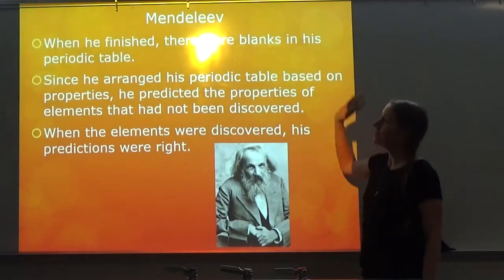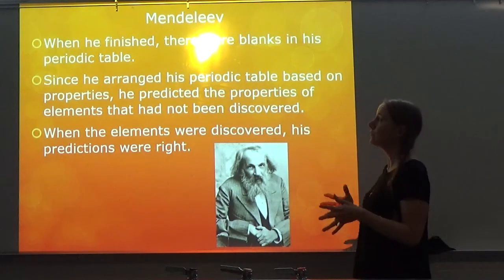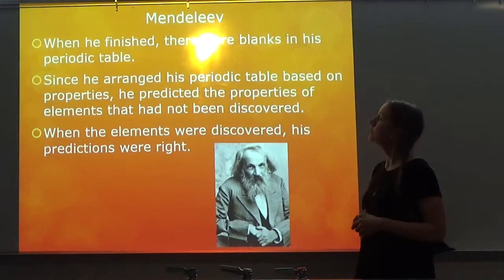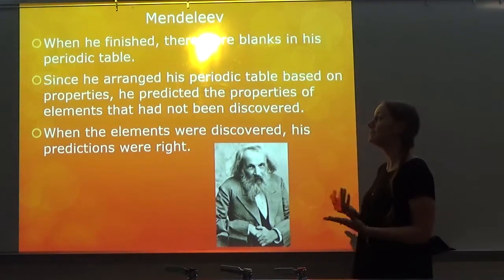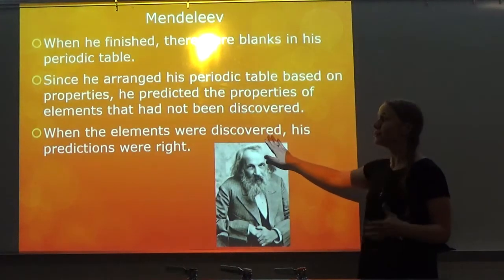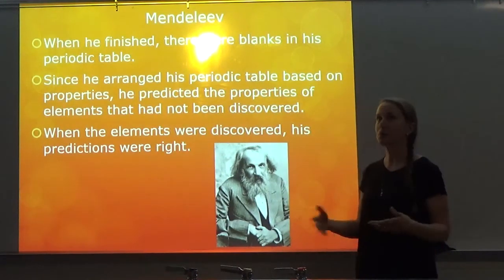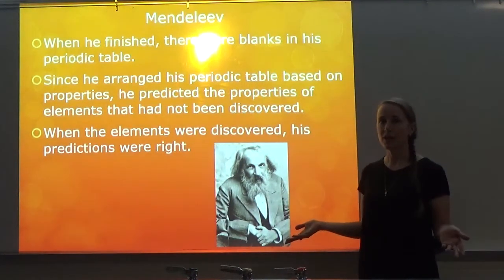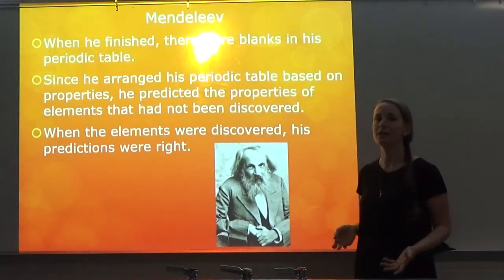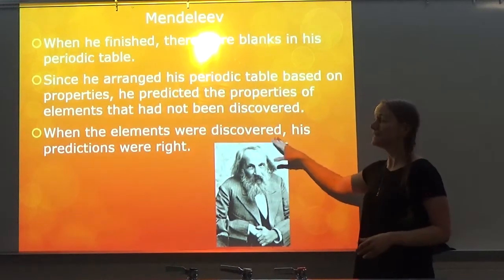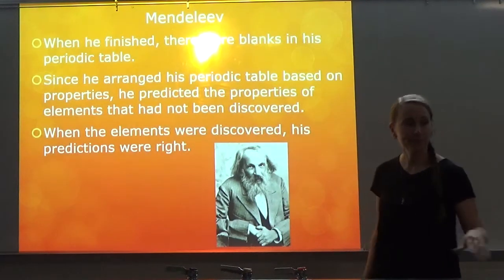When he finished, he actually left blanks in the periodic table if there was no element that fulfilled what he thought should go there. Since he arranged his periodic table based on properties, he then predicted properties about elements that had not even been discovered yet. Once the elements were discovered, his predictions were right. It's one thing if I make a periodic table and predict some properties about stuff that hadn't been discovered, but for his predictions to be right, that's what made everybody realize, oh, wait a minute, he must be on to something here. He was predicting accurately properties about elements that had not even been discovered yet.